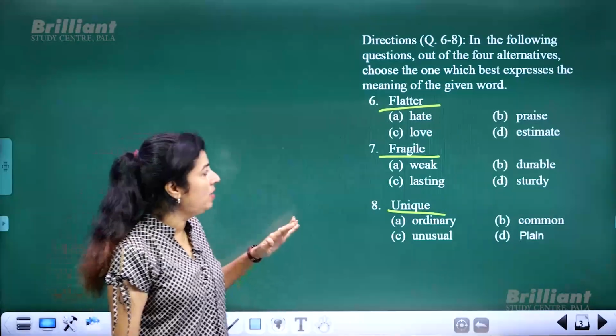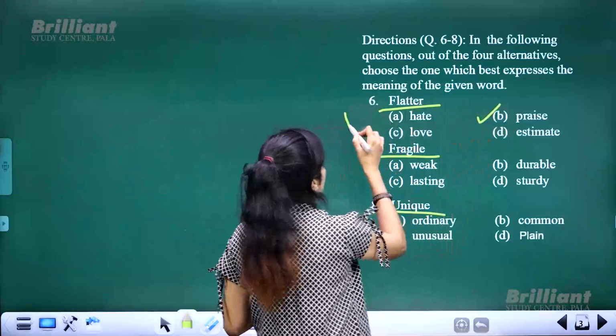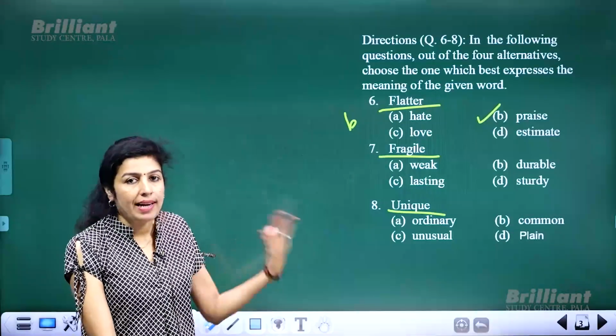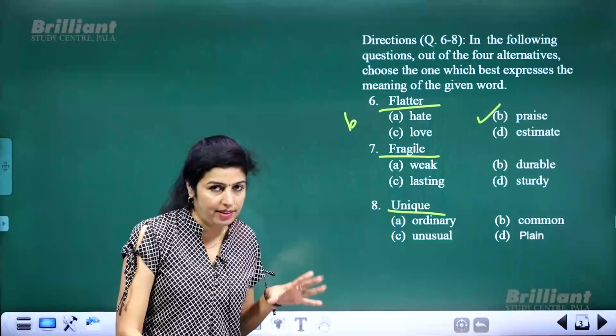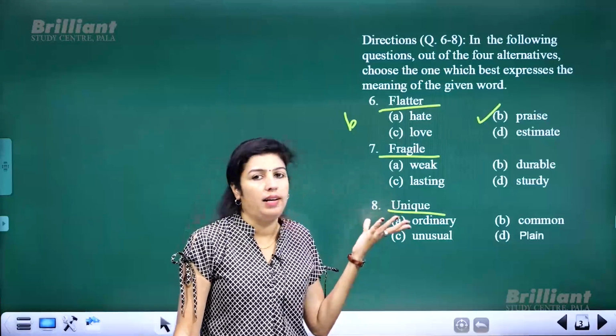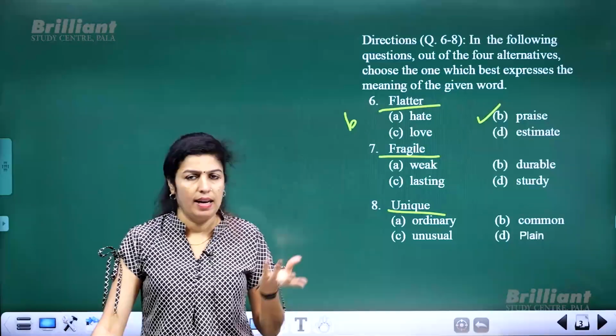Okay, so flatter here does not mean hate or love or estimate, but to praise. Option number B. When you praise a person, that means you're flattering that person, or it is pure flattery. Next is very fragile. This also is a word which we have often used in our language.